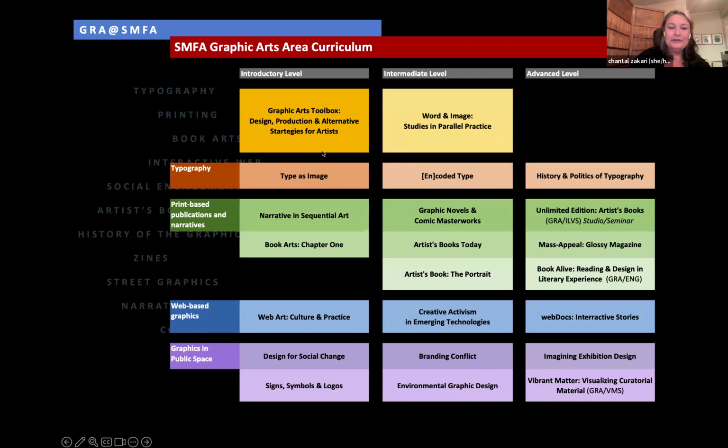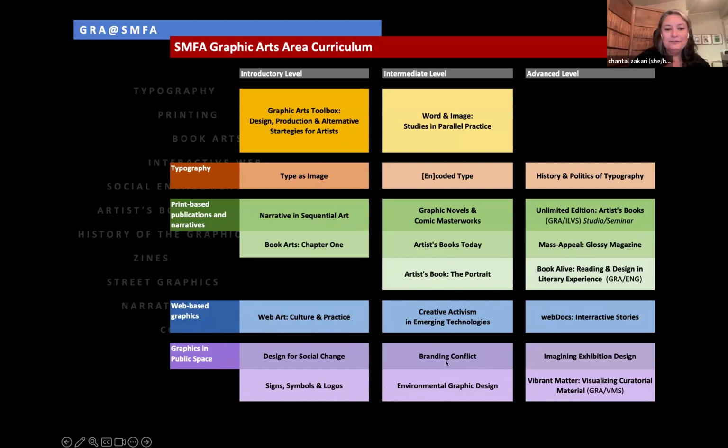We start actually with a course called Graphic Arts Toolbox. It's design, production, and alternative strategies for artists. So here you kind of rotate between print and screen-based art. And then you can move into the print-based publication and narrative section, or you could go into screen-based graphics or graphics in public space. And many of our students actually crisscross, mix and match.